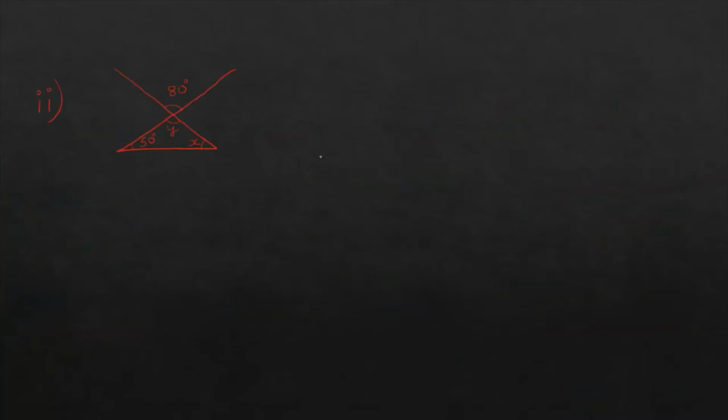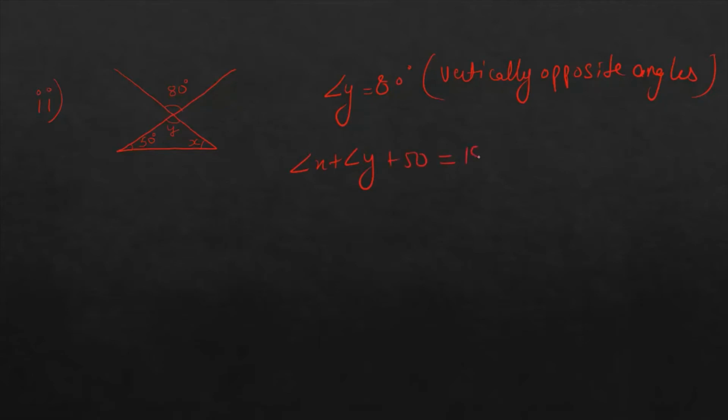Next, here we can see that 80 degrees is equals to y. How? Because these are vertically opposite angles. So we can say angle y is equals to 80 degrees, vertically opposite angles. क्या है ये? वर्टिकली ऑपोजिट एंगल्स. अगर हमारे पास एंगल y की वैल्यू आ गई है तो हम एंगल x की वैल्यू निकाल सकते हैं. कैसे? एंगल x प्लस एंगल y प्लस 50 इज इक्वल्स टू 180 डिग्रीज कॉज ऑफ एंगल सम प्रॉपर्टी. एंगल सम प्रॉपर्टी ऑफ अ ट्रायंगल.